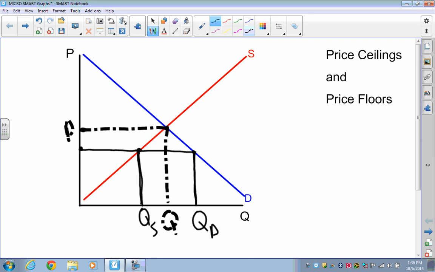Do you need me to cover producer and consumer surplus again? Wait, I don't understand where the dead weight loss. Okay, very good. So you see, this is our quantity supply. At that quantity, how much would people? What price would people be willing to pay just to get to that quantity?